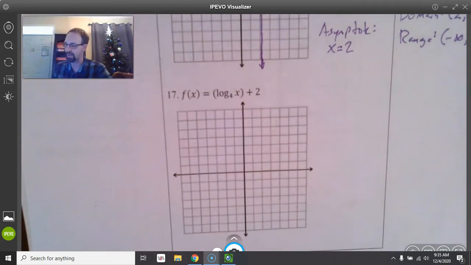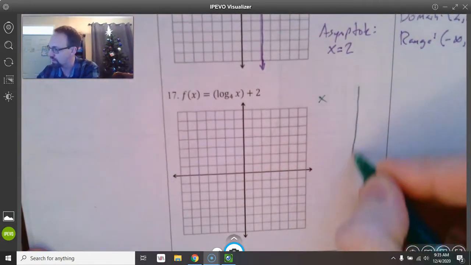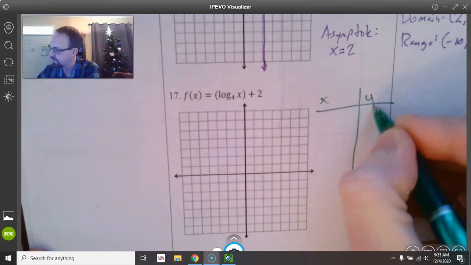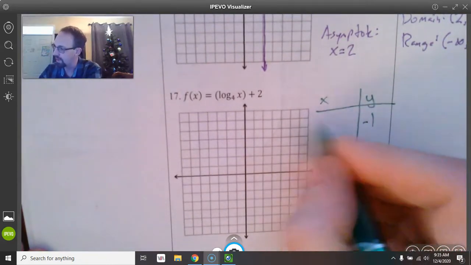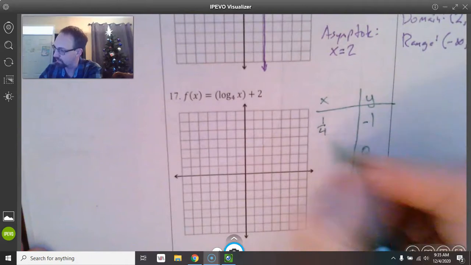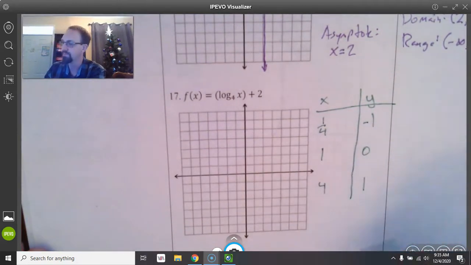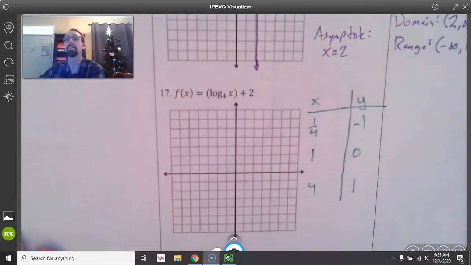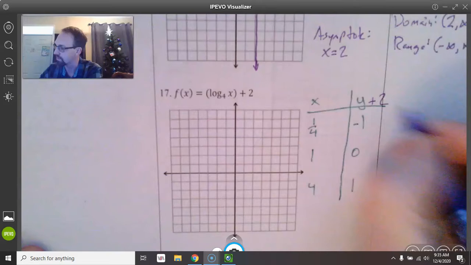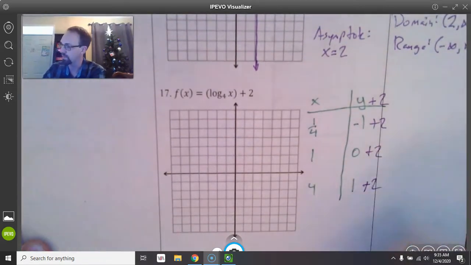So setting it up exactly the same. So again, large table, y, -1, 0, and 1. My base is 4, so this is going to be 1/4. That's always 1, and then this is 4. Now with this case, what's modified isn't the x's, now it's our y values that are modified. So the y value is going to be plus 2. So this is plus 2, plus 2, plus 2.